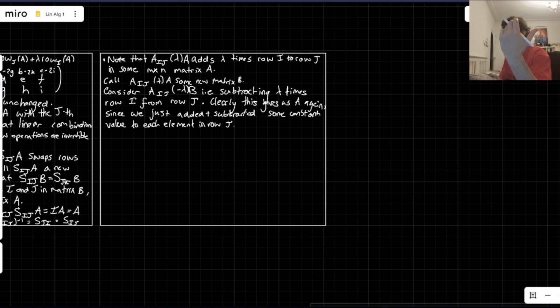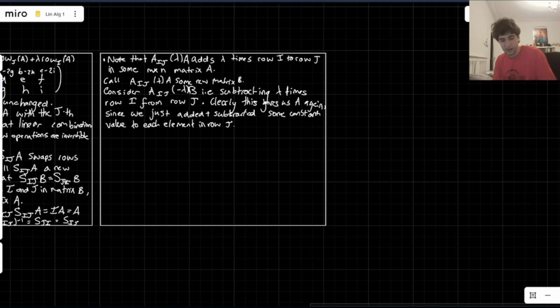Okay, that's literally all we're doing here, right? We added lambda times row i to row j, and now we subtracted lambda times row i from row j. Whatever's in row i is irrelevant. We're scaling each of the elements in row i by some lambda and adding that to row j, but then we're subtracting the same value from each component. The value you're subtracting will be different for each component, but ultimately it brings you to a net change of 0 for each individual component. So you just get the matrix you started off with right back.